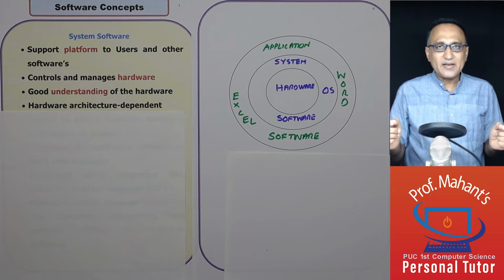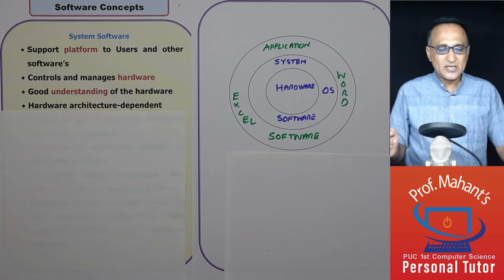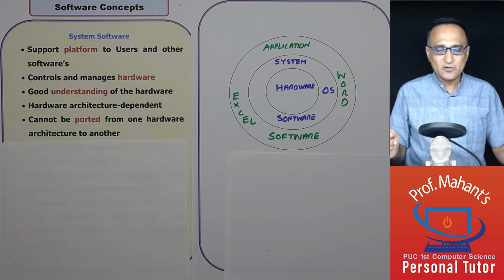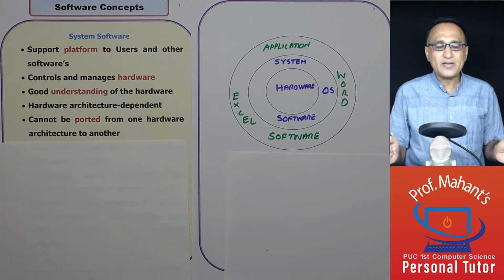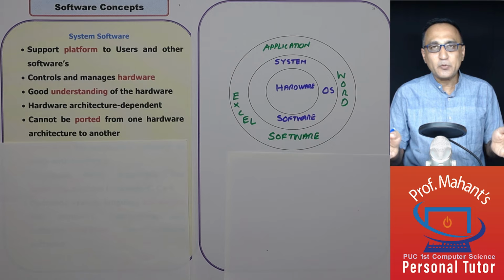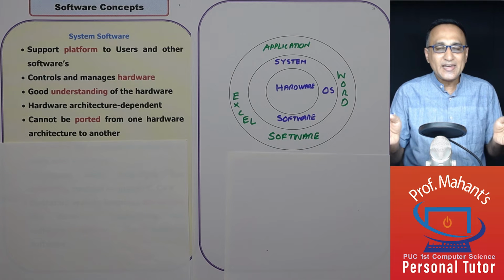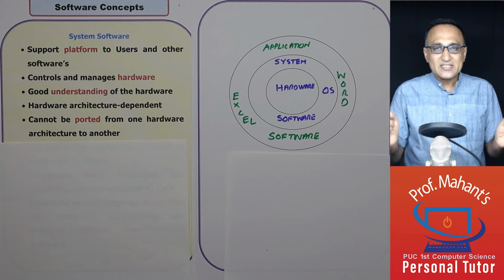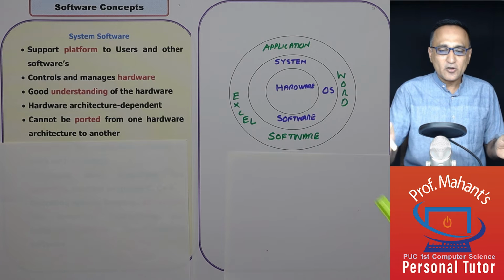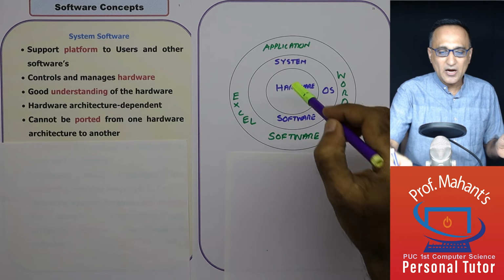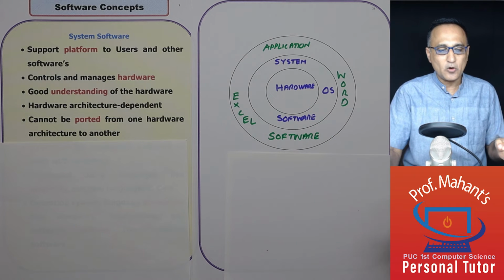The fundamental characteristic of system software is this: say you have to write an operating system. If you write an operating system which works on an Intel CPU, the same operating system cannot be taken and put onto a machine which uses an AMD CPU or a Motorola CPU. The reason being the design of the operating system is highly dependent on the hardware architecture or hardware design of that particular computer.